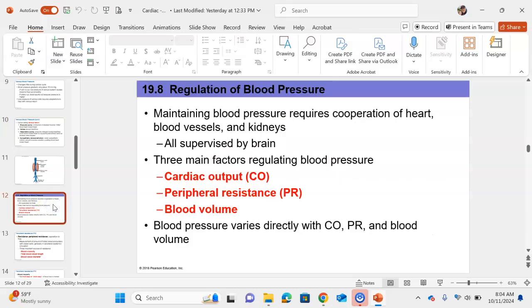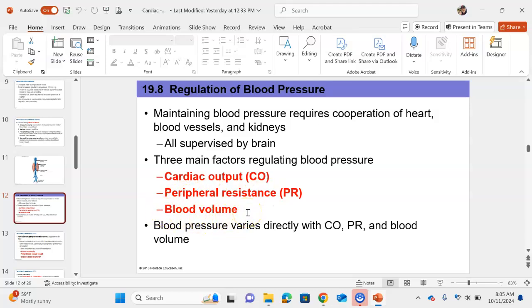Okay, now on to the major task at hand, which is talking about blood pressure. So blood pressure, huge deal, huge deal. Okay, so three main factors involved in regulating blood pressure: cardiac output, peripheral resistance, or oftentimes we will just say resistance, and then blood volume.